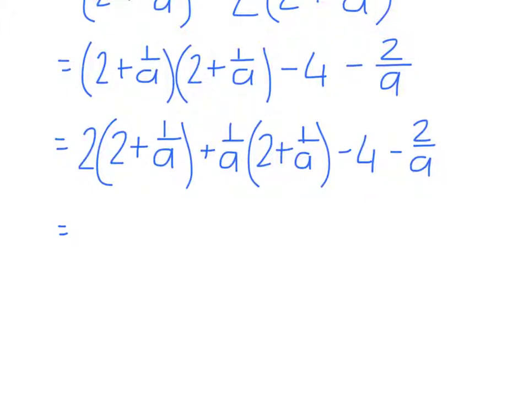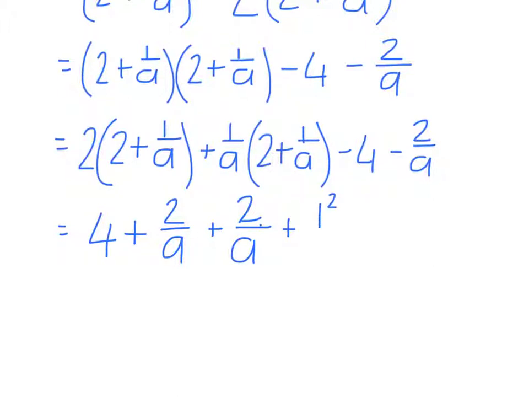So first of all, 2 times 2 is 4, plus 2 times 1 over a is 2 over a. Then plus 1 over a times 2 is 2 over a again. Then 1 over a times 1 over a is 1 squared over a squared. Take away 4, take away 2 over a.